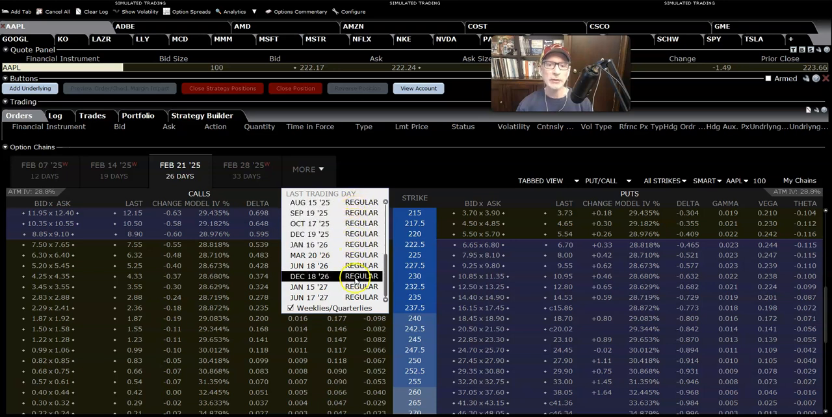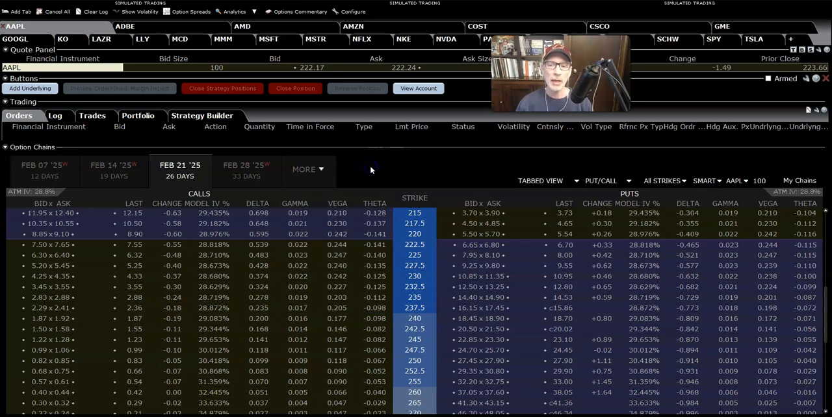Now, what "regular" means is that it's the regular third Friday of the month expiration. And as you get closer in time, the ones that don't have "regular" next to them are the weekly options right now. And as of March 21st, right now, they only have the monthly. As we get closer in time, a lot of these February and March options will become weekly options. Okay, that's just how Apple options work at the moment.